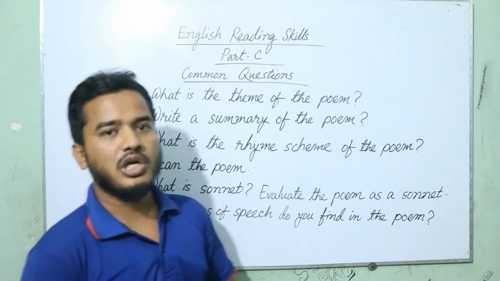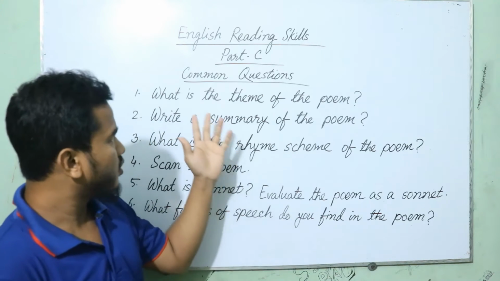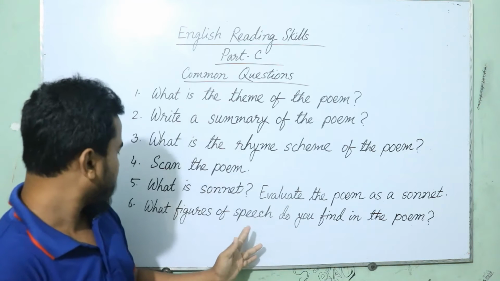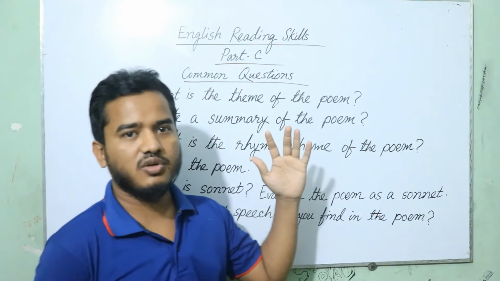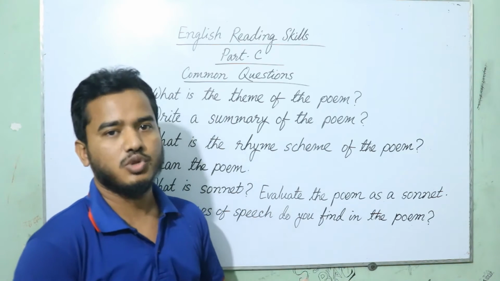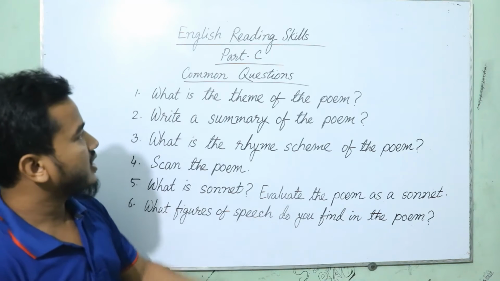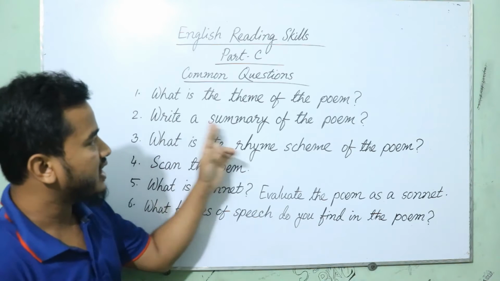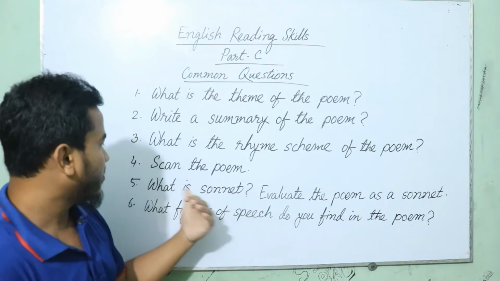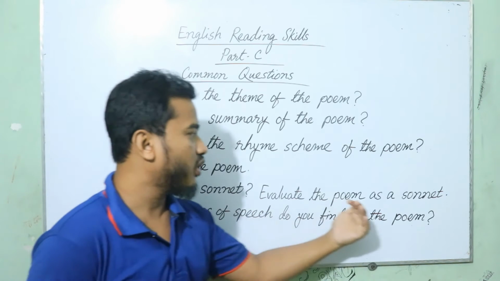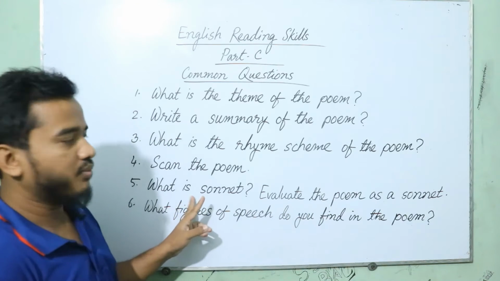You have to answer only 5 questions from part C. There are 6 common questions, and I think about 5 will be common when you face your question paper. The common questions are: what is the theme of the poem? Write a summary of the poem. What is the rhyme scheme of the poem? Scan the poem. What is a sonnet? Evaluate the poem as a sonnet. But if the poem is not a sonnet, then you will not get that question.